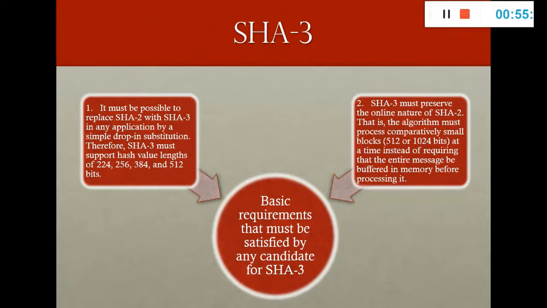So it must be possible to replace SHA-2 with SHA-3 in any application, a simple drop-in substitution. So SHA-3 must support hash value lengths of 224, 256, 384, or 512 bits. And SHA-3 must also preserve the online nature of SHA-2. That is, the algorithm must process comparatively small blocks, 512 or 1024 bits.